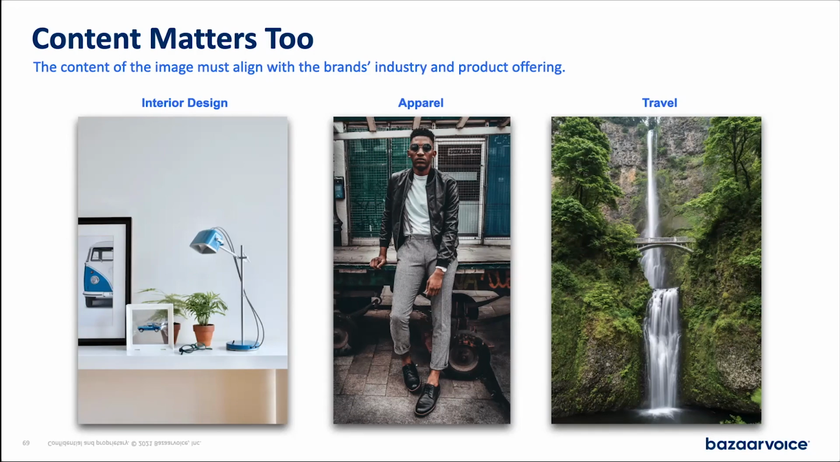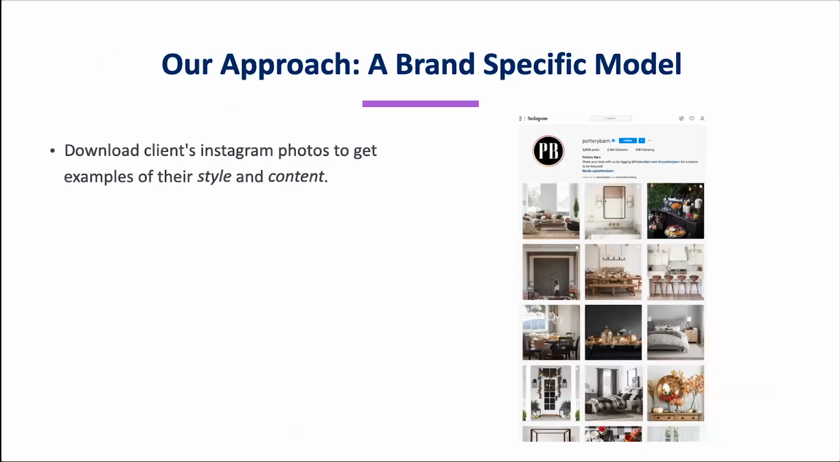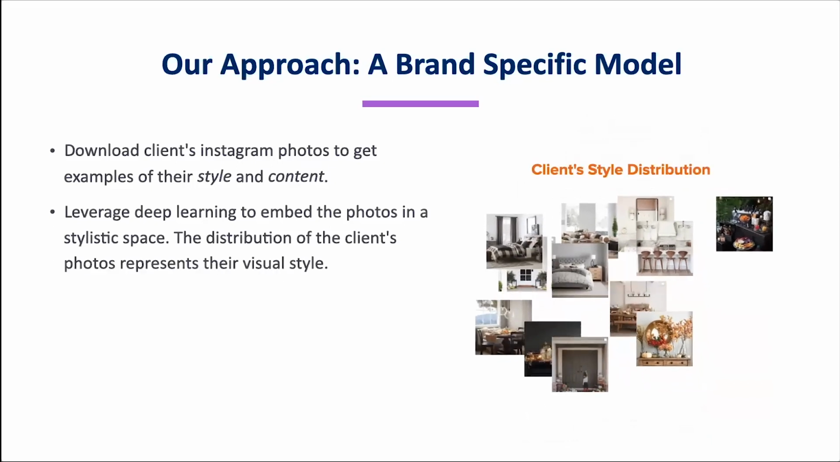So our approach to finding high quality images was to build a model for each of our clients using visual search. We downloaded all their Instagram photos to get examples of their style and content. Then we ran them through a convolutional neural net again to get these high dimensional vectors, and we put them in some high dimensional space. We referred to this as the client style distribution.